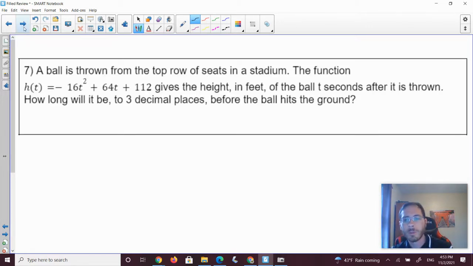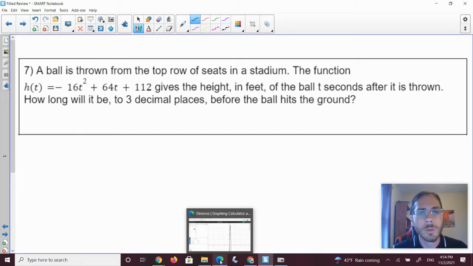For 7, you can see we have another word problem, so it's another real-world situation. A ball's thrown from the top row of seats in a stadium. The function h of t equals negative 16t squared plus 64t plus 112 gives the height in feet of the ball t seconds after it's thrown. How long will it be, to 3 decimal points, before the ball hits the ground? So I'm just going to throw this into Desmos again because it is a real-world question.